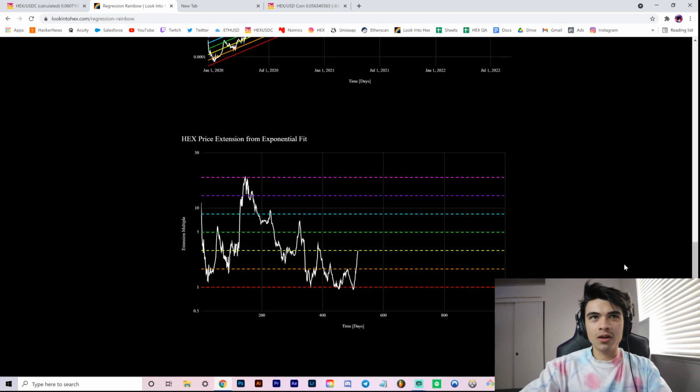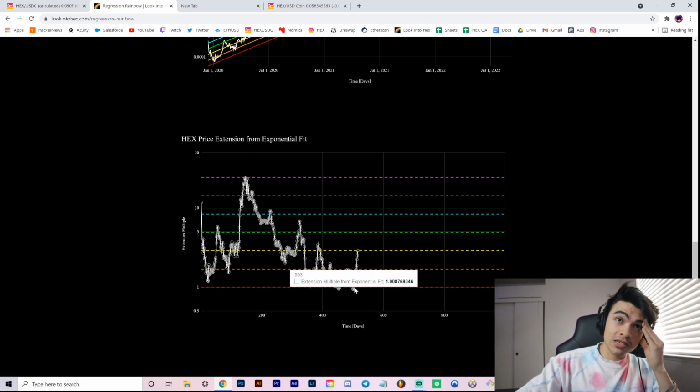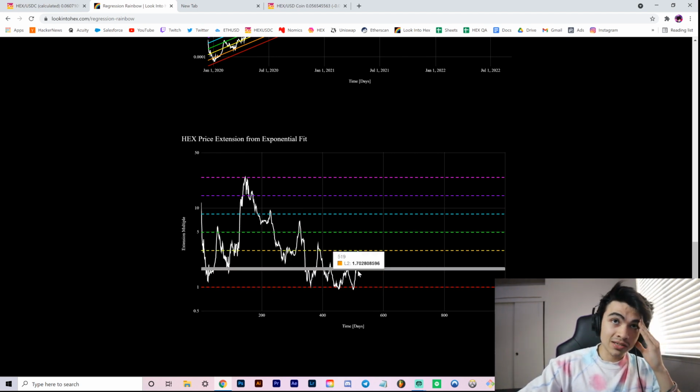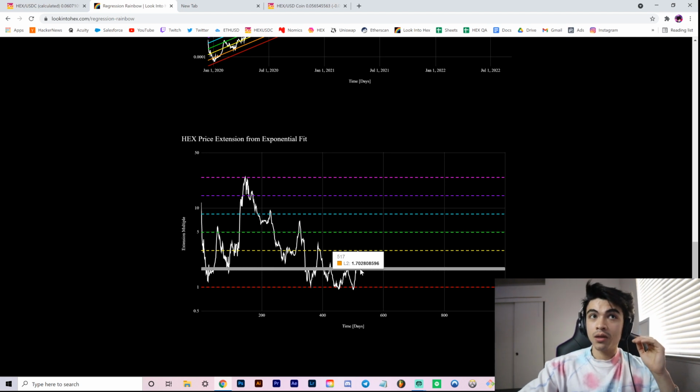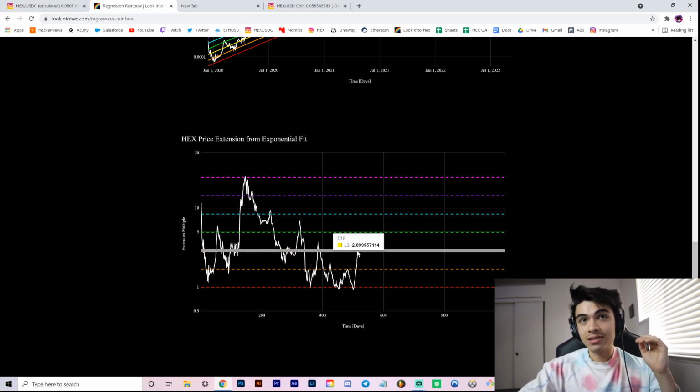So code yellow, what does that mean? Well, I mean, look at this. This has just been moving straight up, right? We blasted through the orange. Something tells me this yellow may not provide as much resistance as we might think.